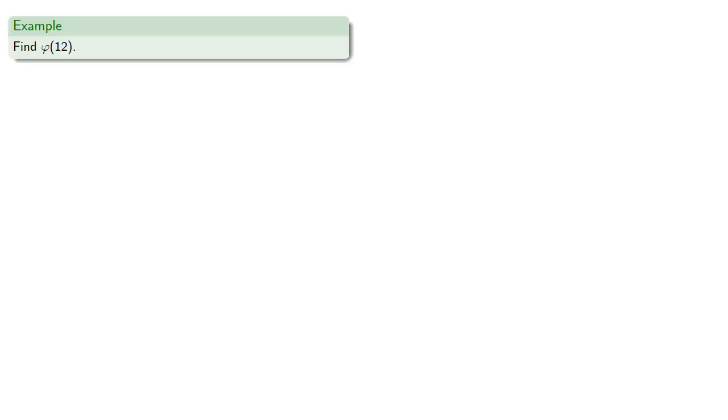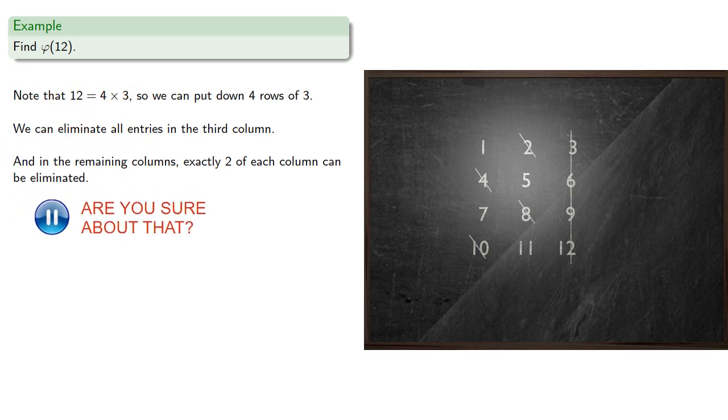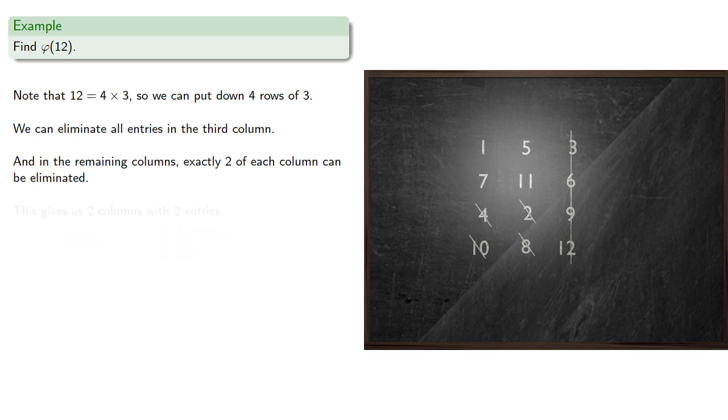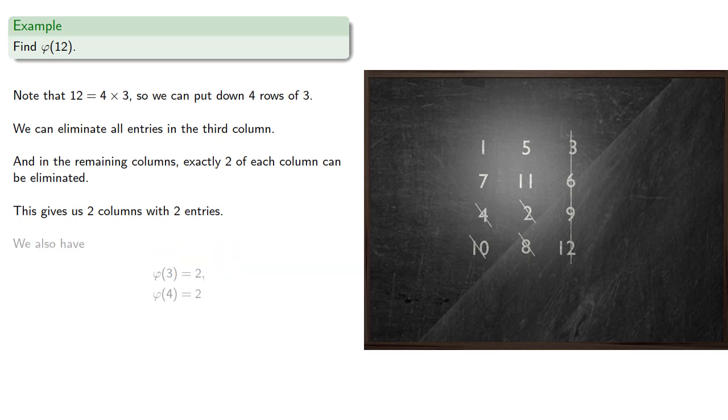So let's try to find phi of 12 this way. So 12 is 4 times 3, so we can put down 4 rows of 3 entries. We can eliminate all entries in the third column because those are not relatively prime to 12. And in the remaining columns, exactly 2 of each column can be eliminated. And so again, we can rearrange this to give us 2 columns with 2 entries. And note that we also have phi of 3 is 2, and phi of 4 is 2. And this suggests a general approach.